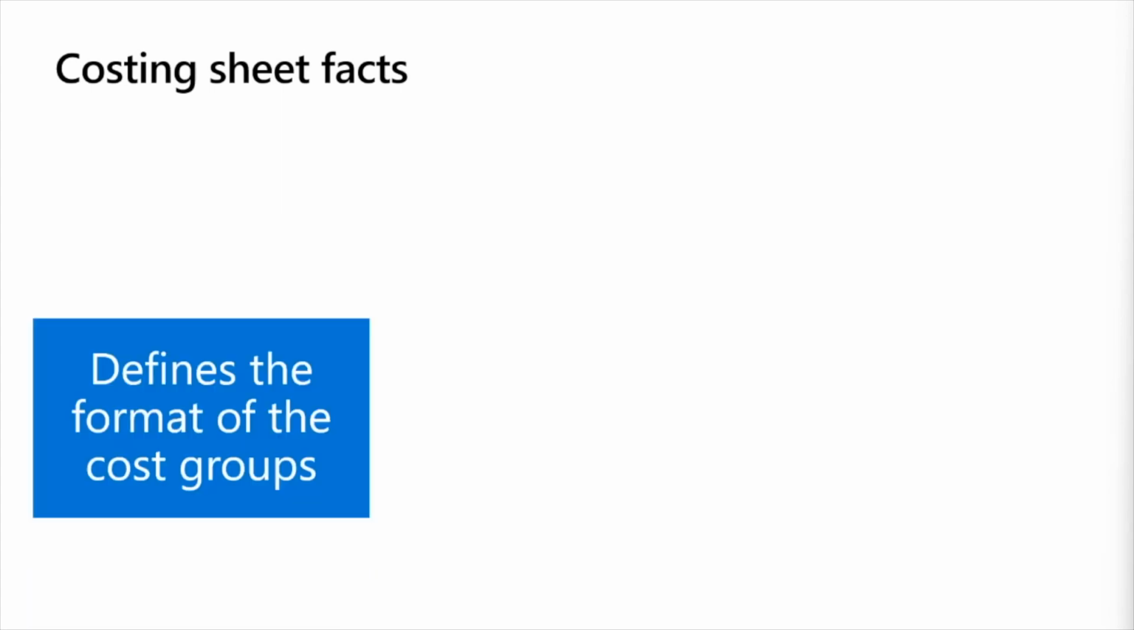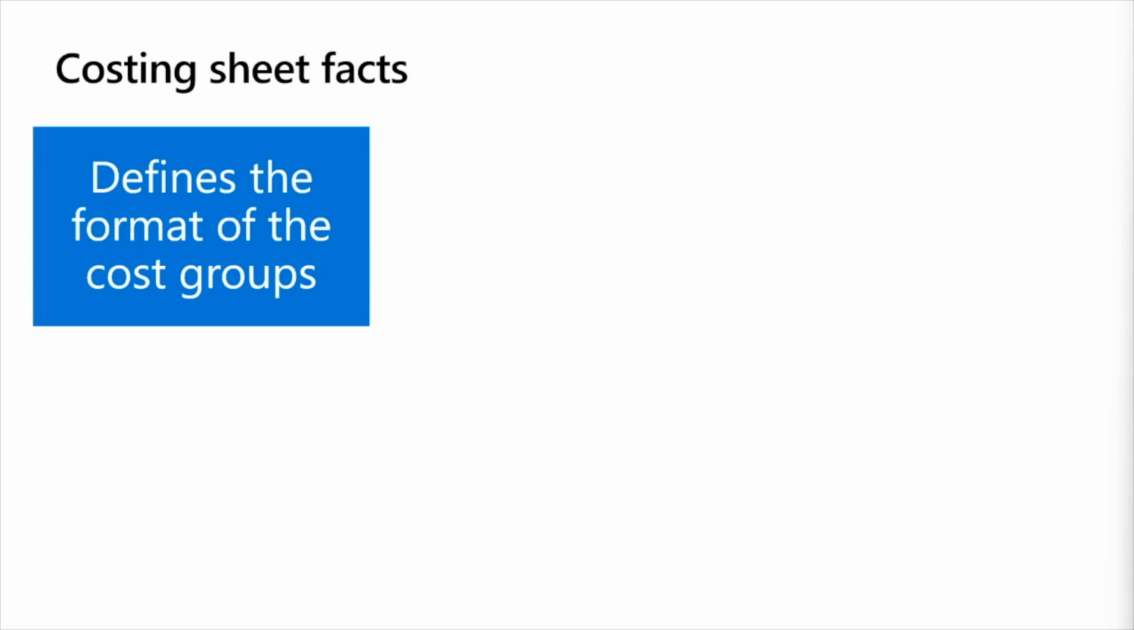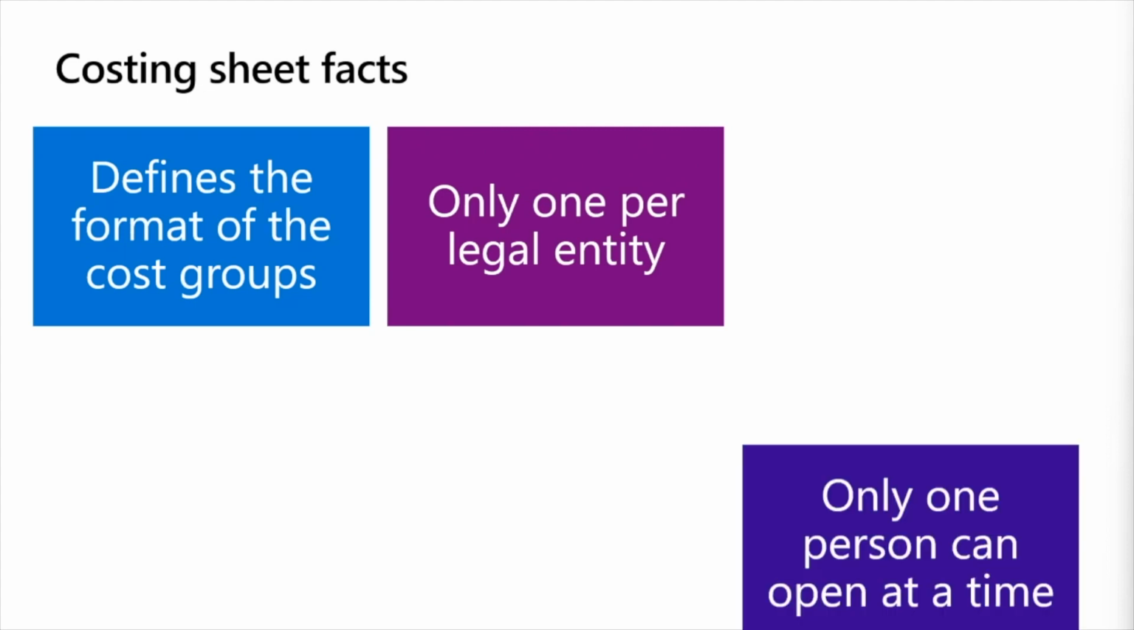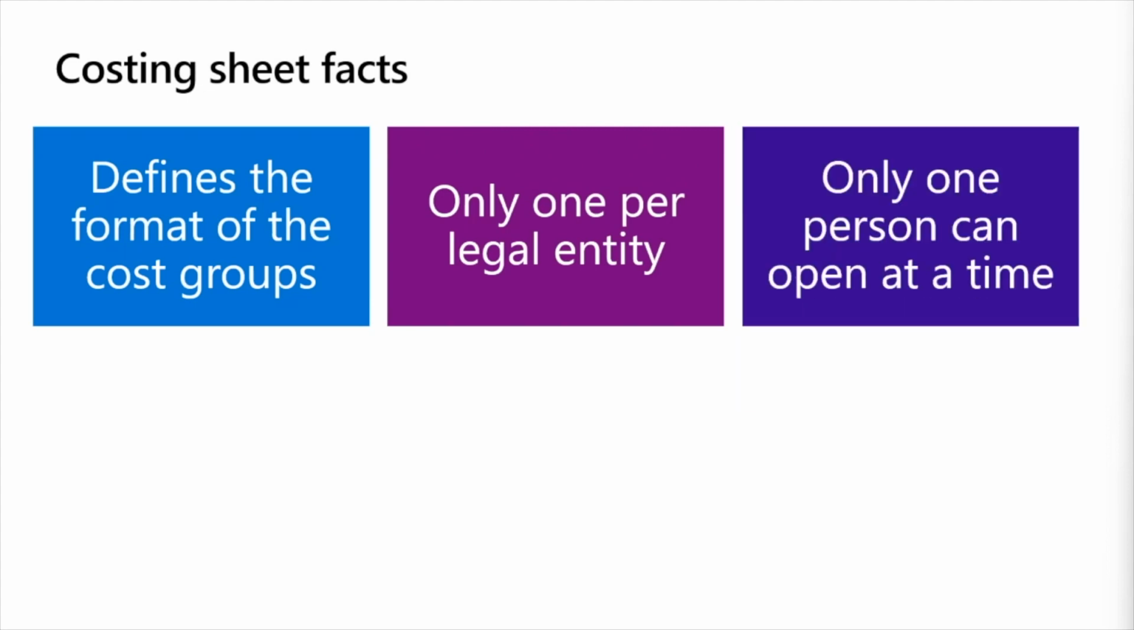So let's switch gears to the costing sheet. There are some important facts to know about costing sheets before you start configuring one. The costing sheet's primary purpose is to define the format or layout for your costing groups. Each legal entity has one costing sheet, and only one per legal entity. Next, it is important to note that only one person can open and edit the costing sheet at a time.